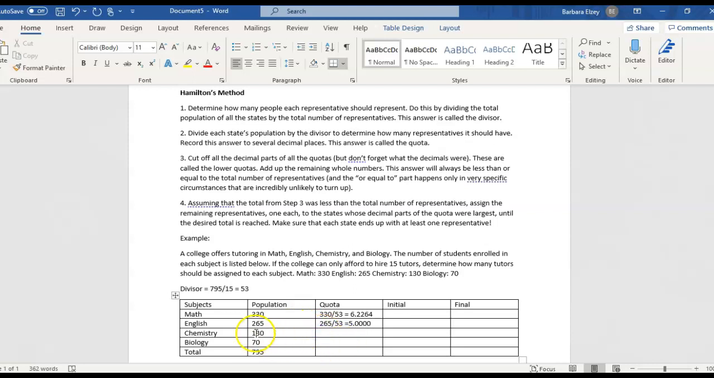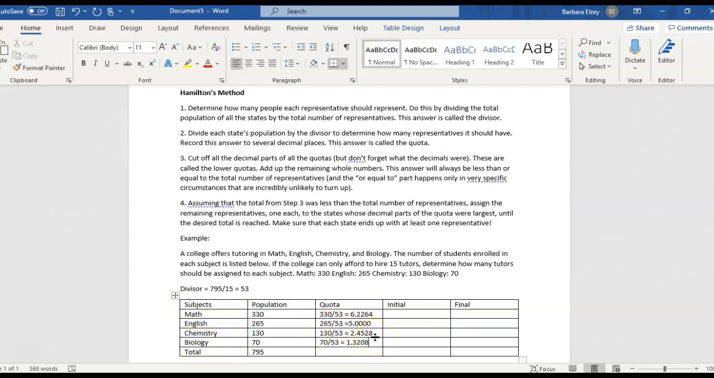We'll see why soon. And then chemistry, I'm going to take 130 and divide it by 53. When I do that, I get 2.4528. And then finally, I'm going to take biology and divide it by 53. And we get 1.3208. Now, I don't have to do the total because I would just get my 15 back if I divided the total out. So it's just every single one of my states, or in this case, our states are subjects.